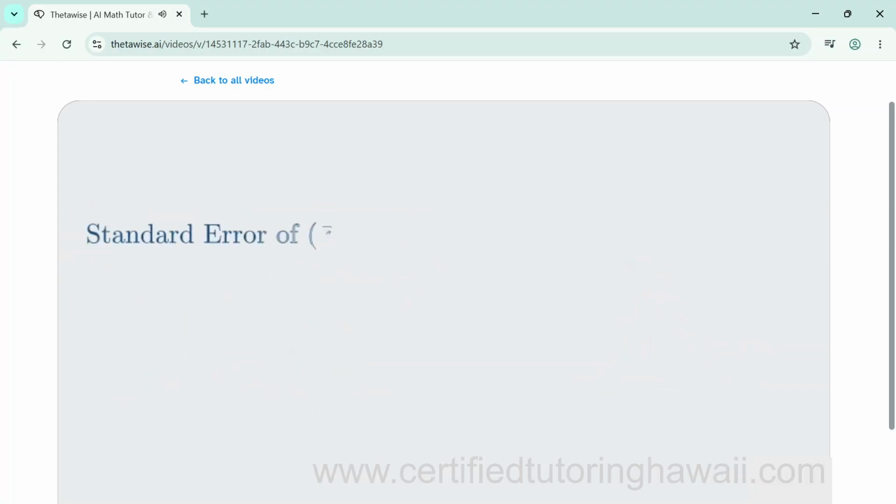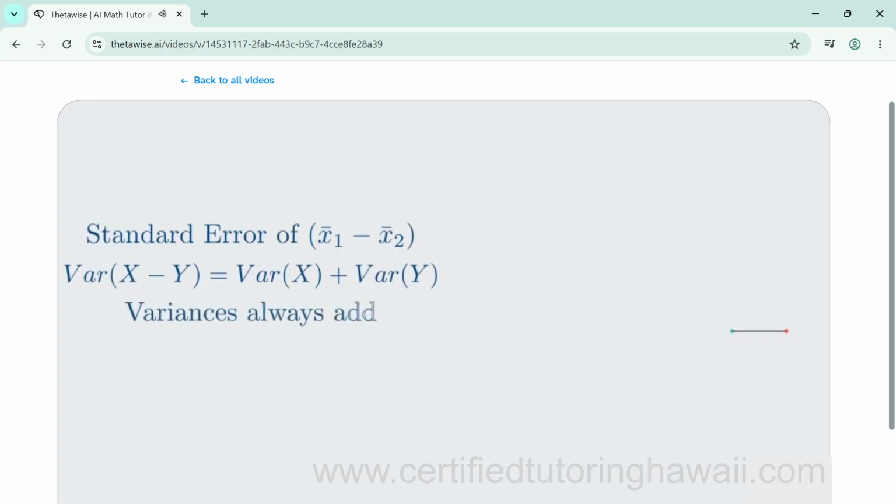Another key concept is why the standard error formula involves addition. Even though we are looking for the difference between means, the variation in our estimate actually increases. Imagine both sample means have some wobble. When we subtract them, the wobble doesn't cancel out. Instead, the potential for error from both groups combines. This is why we always add the squared standard errors, the variances, before taking the square root.